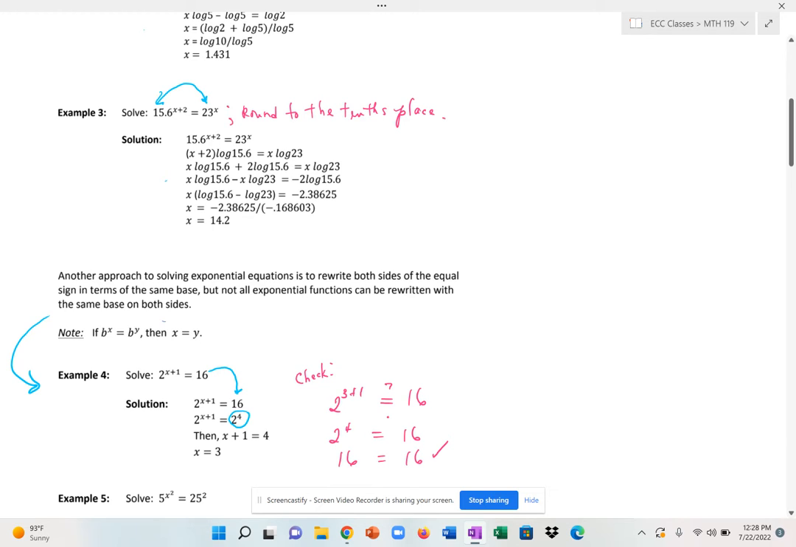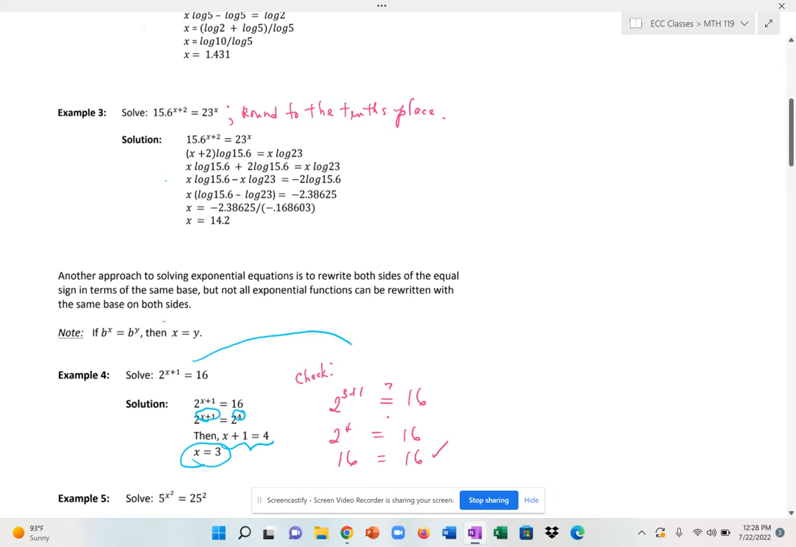I would not have been able to do that here. I would not have been able to write the 15.6 with a base of 23, and I would not have been able to rewrite the 23 with a base of 15.6. So this technique only works in very specific situations. So now in this example 4, my left side and right side of the equation have the same base. So I can then ignore the base of 2 and just solve the exponents. That means that x plus 1 must equal 4. And this is a simple equation to solve. Just subtract 1 from both sides and you get that your solution is 3.